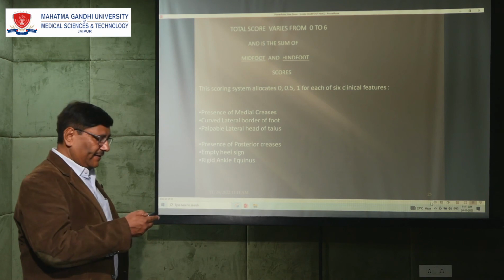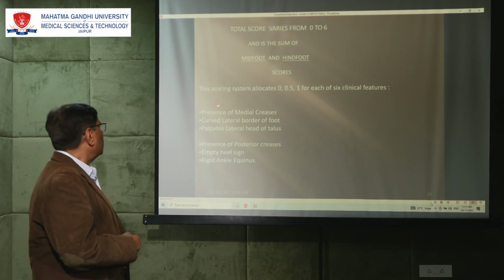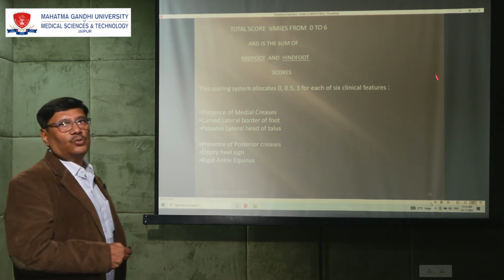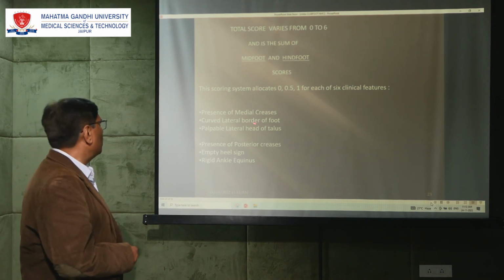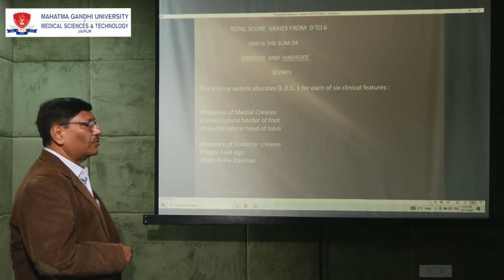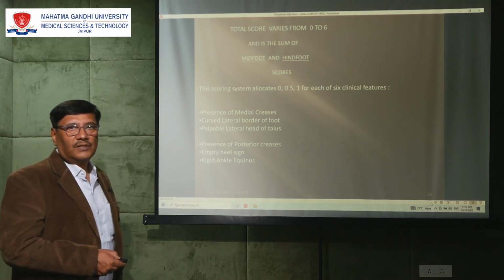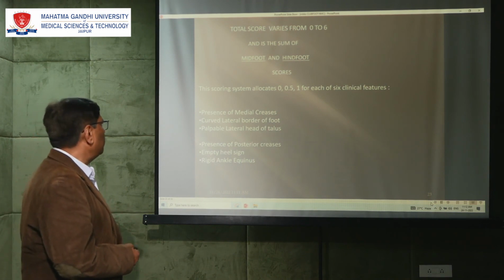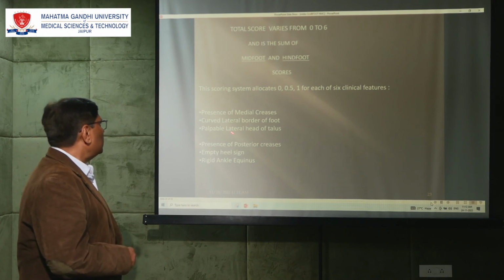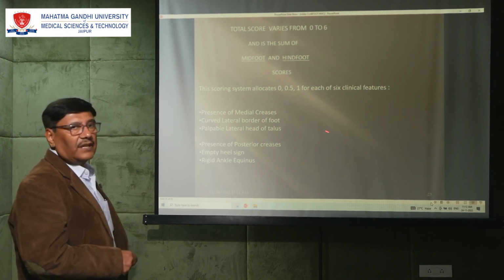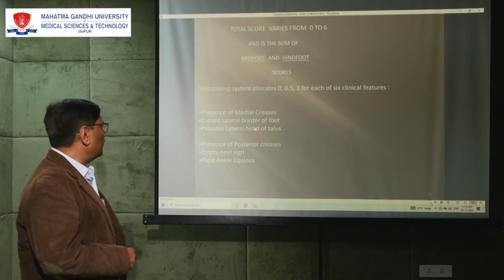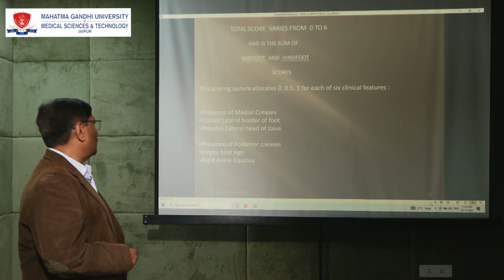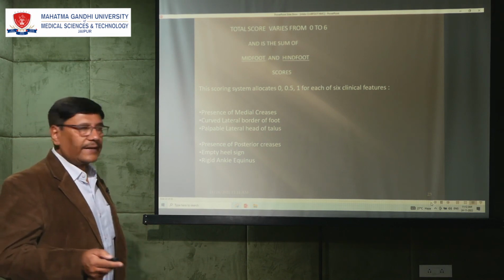So what are these signs? On the midfoot, presence of medial creases. If there are too many, too deep, the score is 1. If there is none, the score is 0. Curved lateral border of the foot. We had seen in the picture how the lateral border is curved. If it is not curved, 0 points. If it is excessively curved, 1. Intermediate is 0.5. Then the lateral head of talus gets uncovered. If we can feel the whole of the talar head, it's 1. If none, 0.